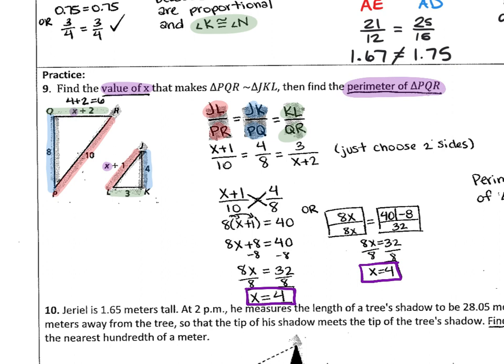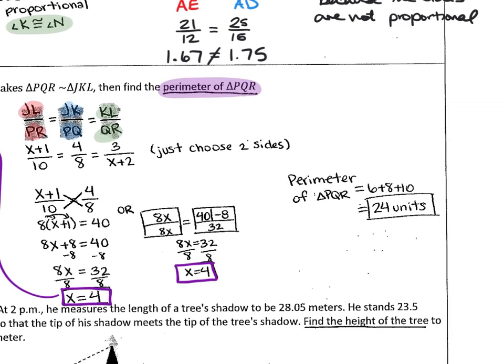So what Ms. Caldera did is she took that value of 4 that we found and she plugged it in right there. 4 plus 2 means that this green length is 6. So perimeter is just adding up all the sides. We would do 6 plus 8 plus 10. When she did 6 plus 8 plus 10 over here, she got the perimeter is 24 units. Check good? Fabulous.